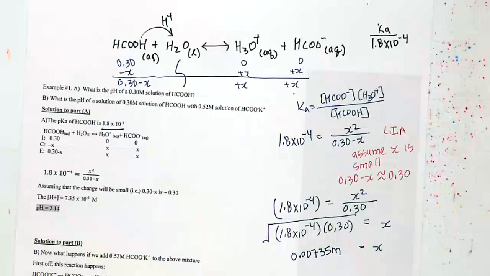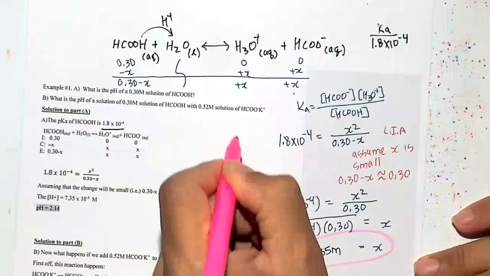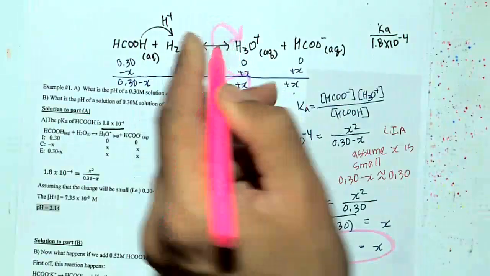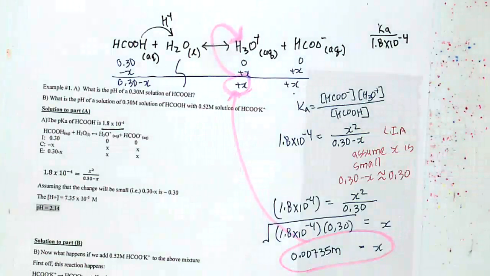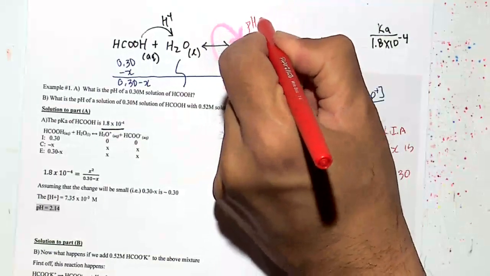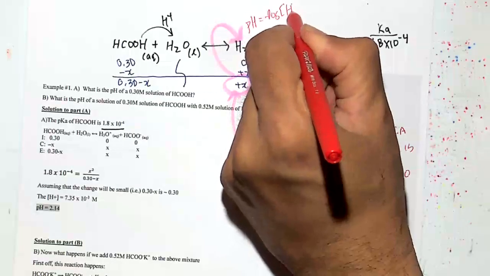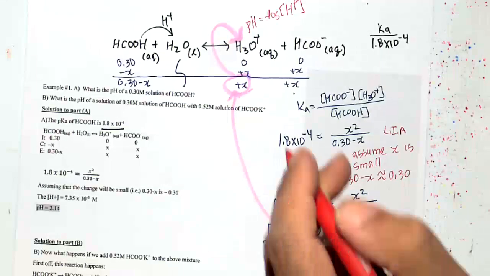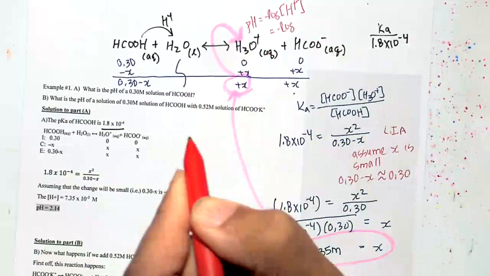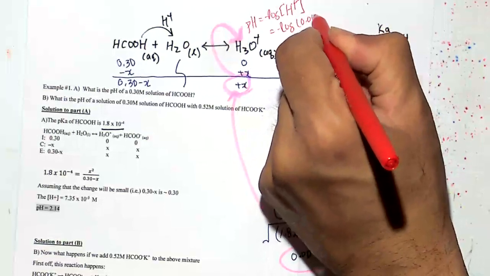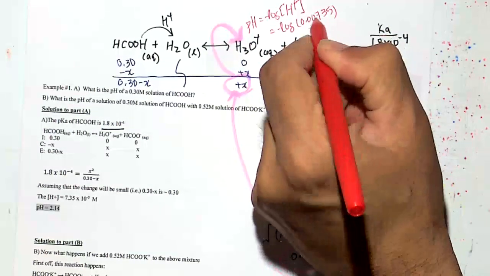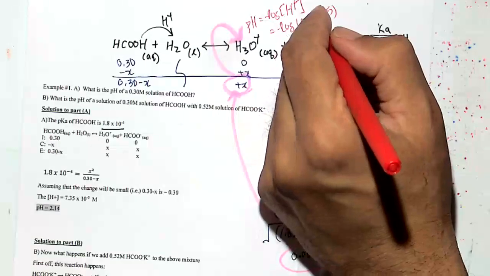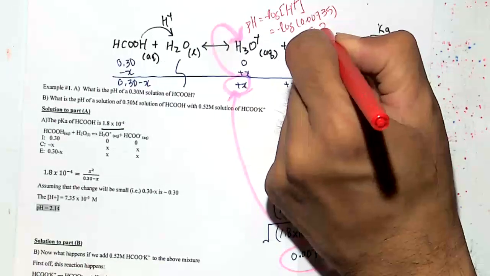So this is x, but what really is x? Okay, this is x, but what does this x symbolize? It's the concentration of HCOO minus, but it's also the concentration of H3O plus. So pH is equal to minus the log of H plus or H3O plus, one and the same. And so this is x, but we found x to be 0.00735, and when I do minus the log of 0.00735, I'm getting a pH of about 2.13.